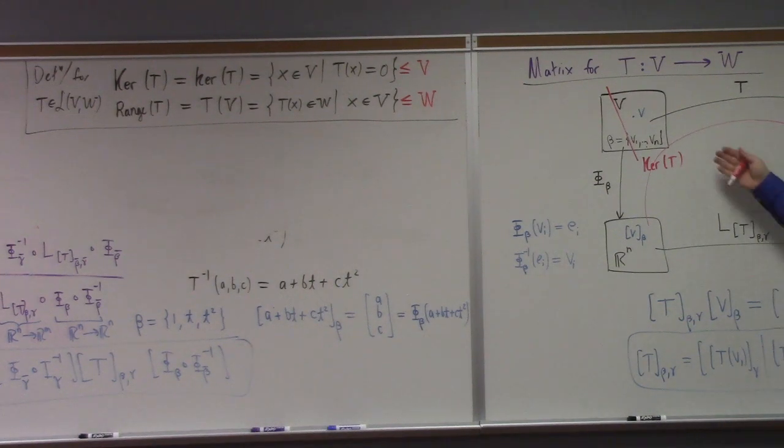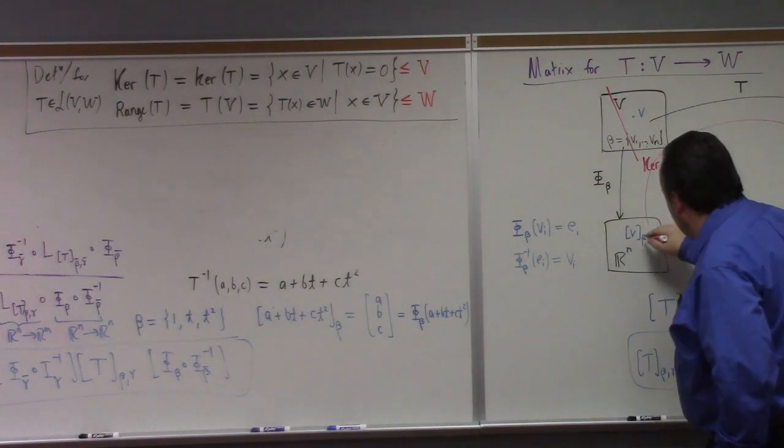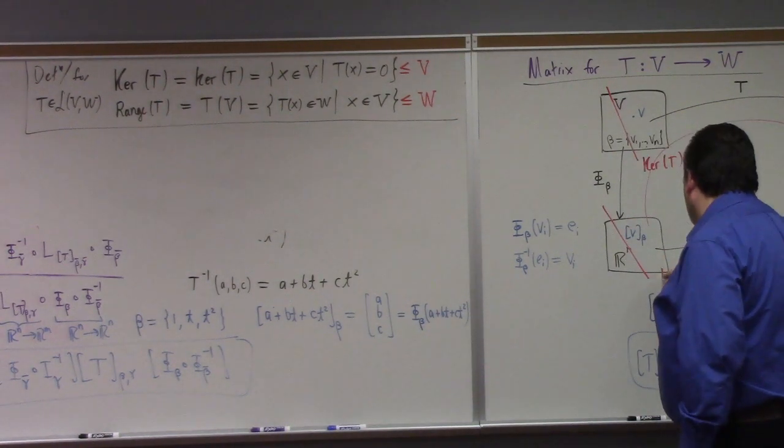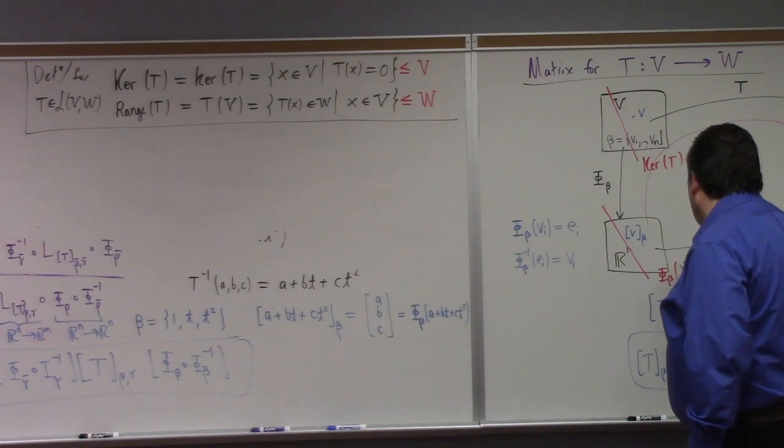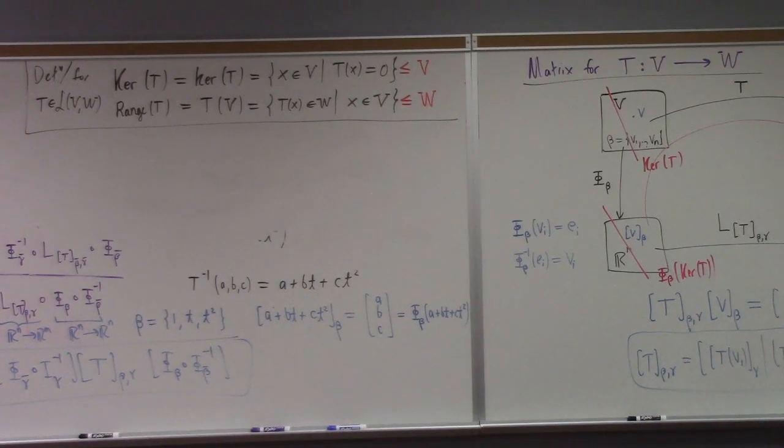So you could look at the image of that subspace under the coordinate map. That would give you a subspace down here. So that would be like phi beta of the kernel of T. It's not hard to prove that the image of the kernel of T is exactly the null space of the matrix of T with respect to the beta gamma basis. But you already know how to find a basis for the null space. You row reduce the matrix, right?